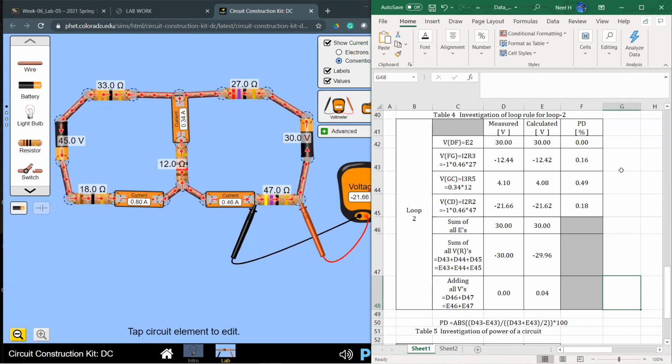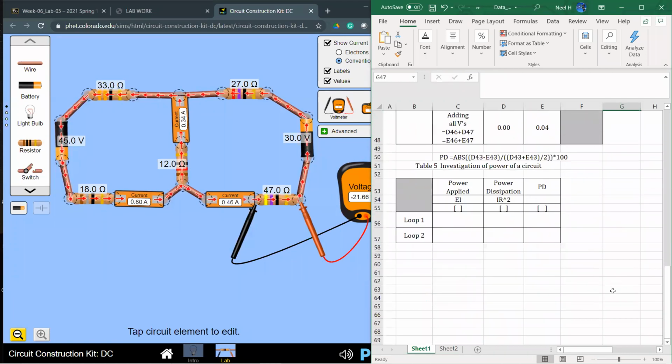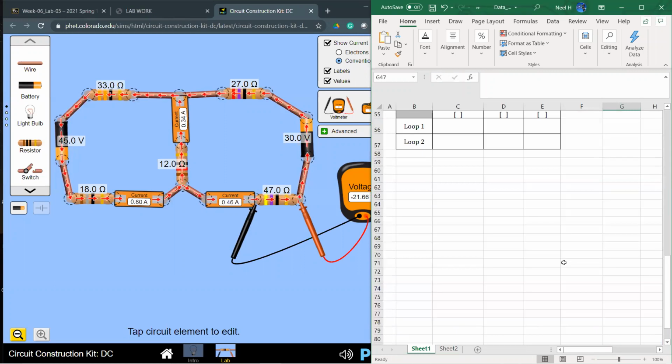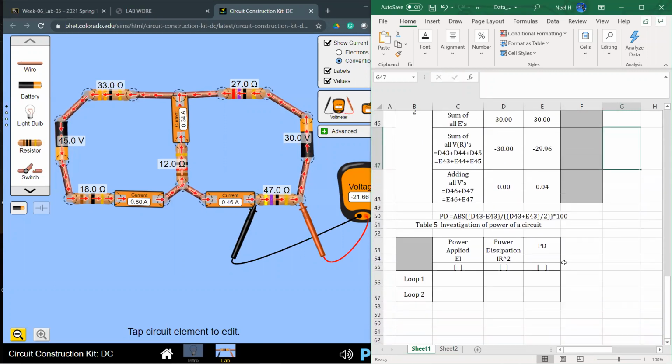All right, guys. So we're almost done. We just need to do one quick check about the power of the circuits, each loop, and then we're done. I think that's the last table. Any questions? All right, then let's take a look at the power.